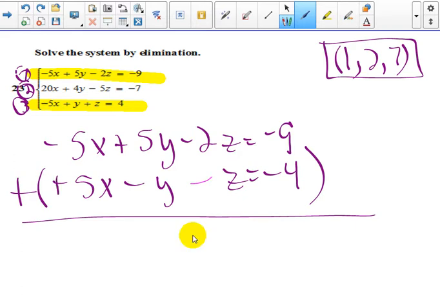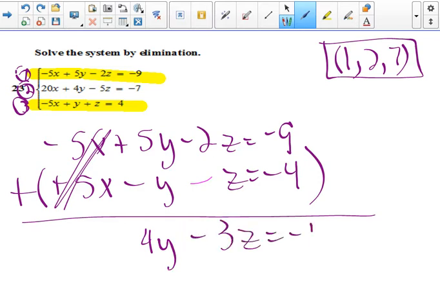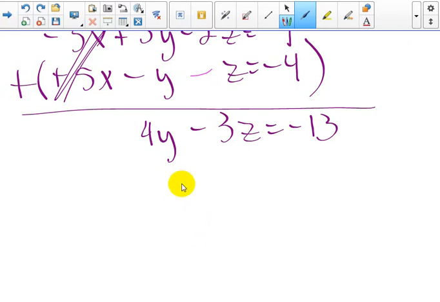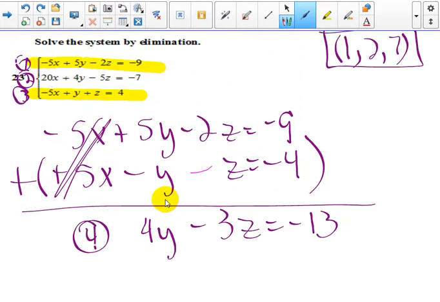That was a positive. Okay, so this goes to 0, so we eliminated x, and this is going to be a 4y minus 3z equal negative 13. And now we've eliminated one variable, our x, with equations 1 and 3, and we're going to call this equation 4.